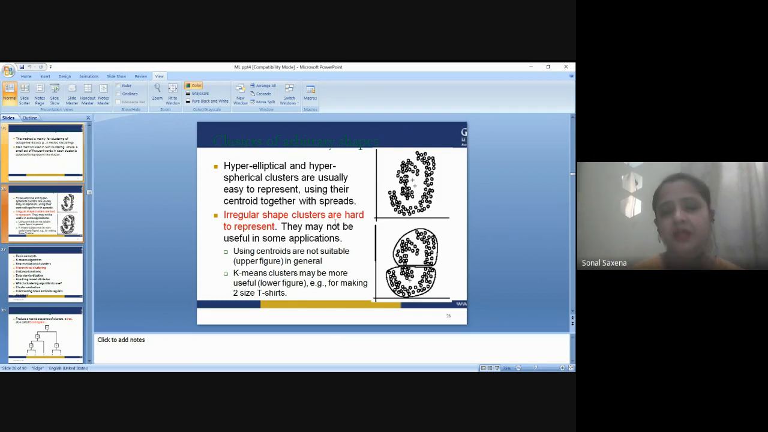For implementing the k-means clustering algorithm, you should implement it only when you find the shape of the clusters to be somewhat hyperspherical, spherical or circular in nature. Only in that case can it give you efficient results. So this was all about the k-means algorithm that we have seen.